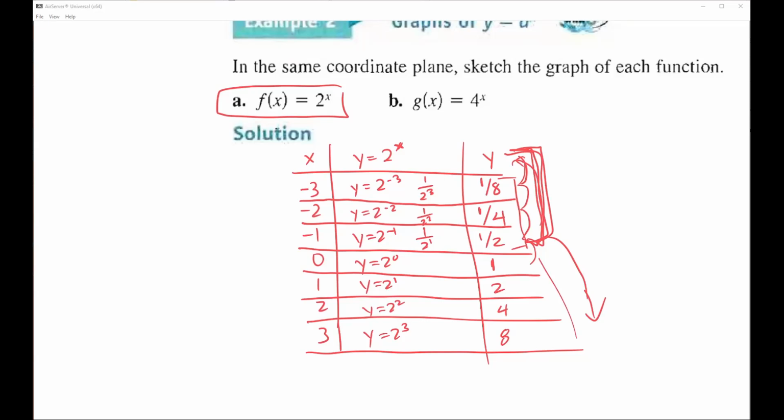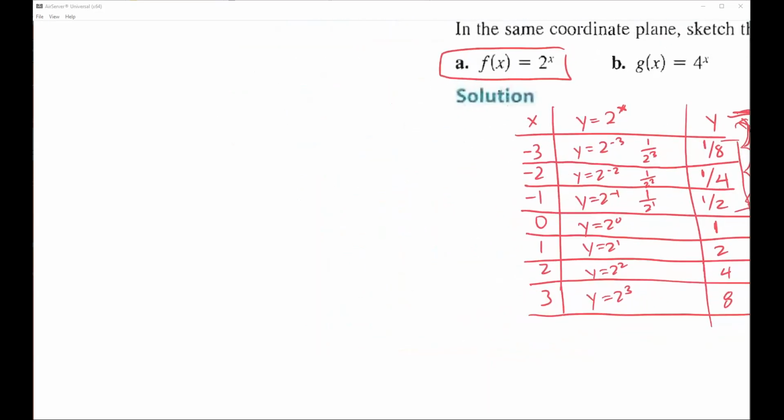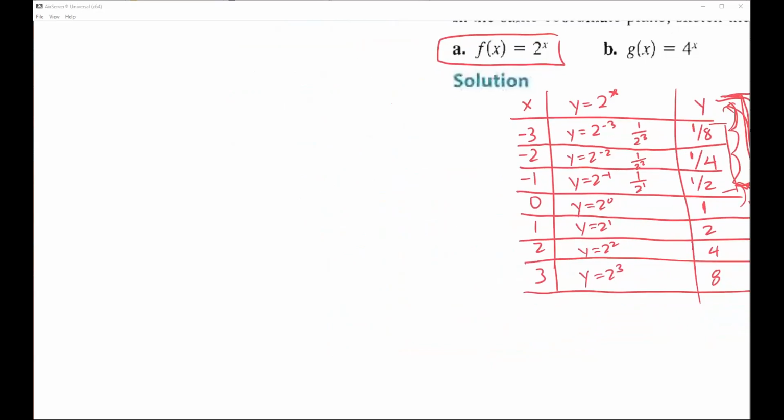Okay, all right, so here we go. Let's graph this here. Again, that was something you get for free.